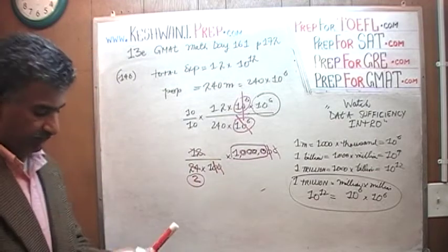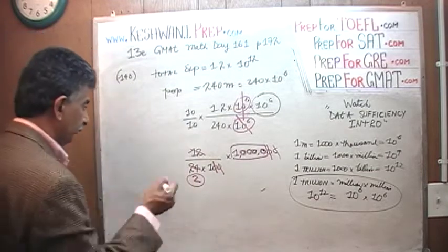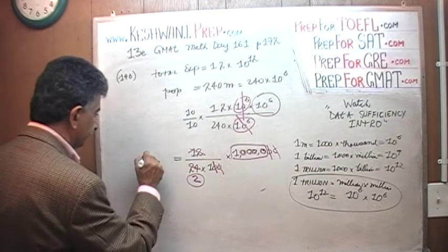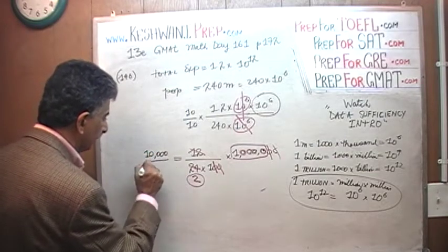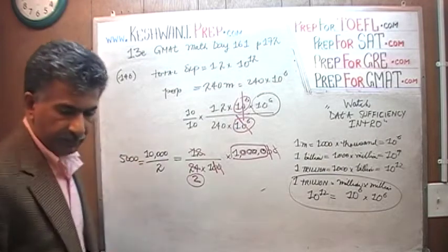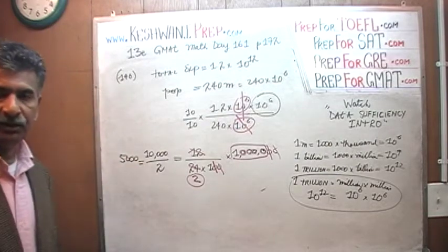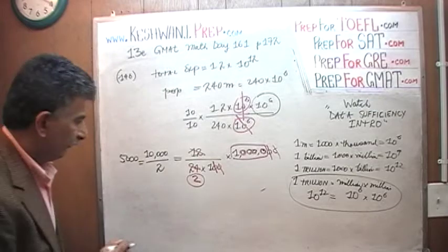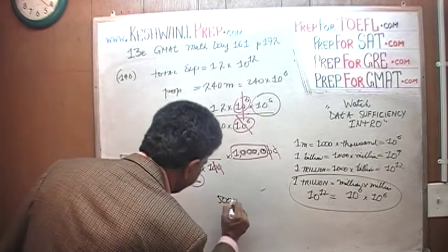10,000 divided by 2. Well, that's pretty simple. 10,000 divided by 2, obviously, is $5,000. The per capita expenditure for this country is $5,000.